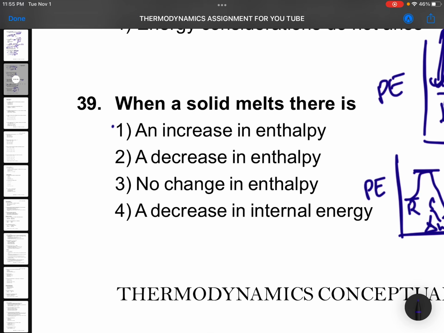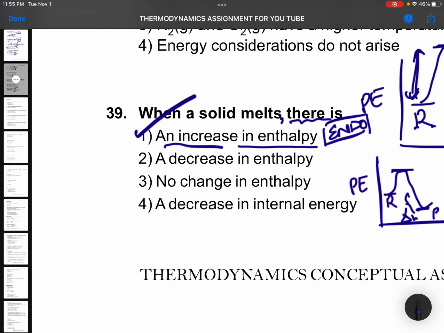So coming to this point, when a solid melts, what happens? When a solid melts, there is an increase in enthalpy. Solid melting is an endothermic change. Endothermic change means delta H is positive. Increase in enthalpy.